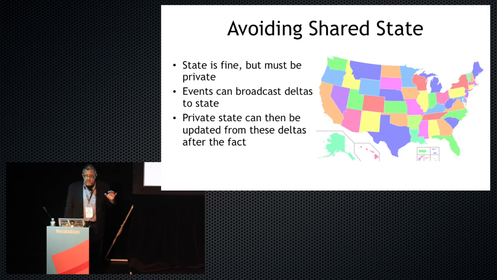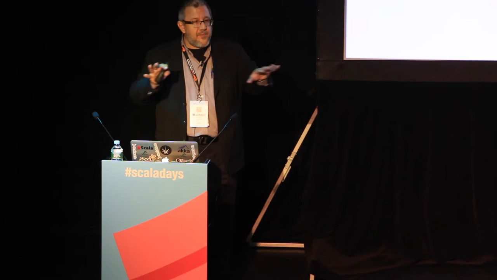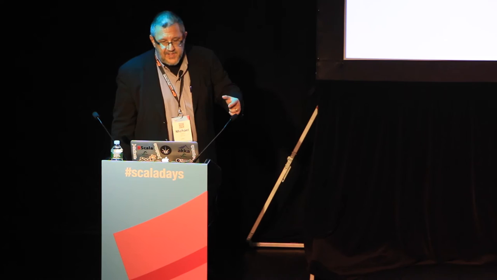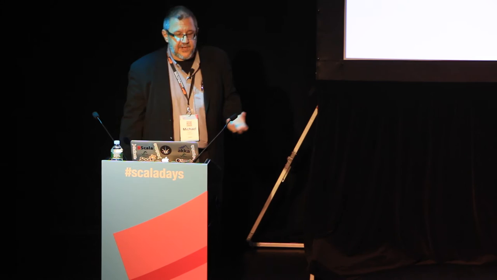So by broadcasting deltas to state, which are usually considered events, something that's happened in the past, as opposed to a command, something that will happen in the future, by broadcasting the deltas to state in some fashion, whether you're using Akka data replication or you're using an event sourcing pattern, a command sourcing pattern, you can then have multiple copies of state which will eventually converge. So e.g. the basis of eventual consistency. Private state to within one element of your system, often one node of your system, maybe one microservice of your system, can then be updated from these deltas after the fact. So yes, I am talking about eventual consistency. But it avoids some of those possibilities.